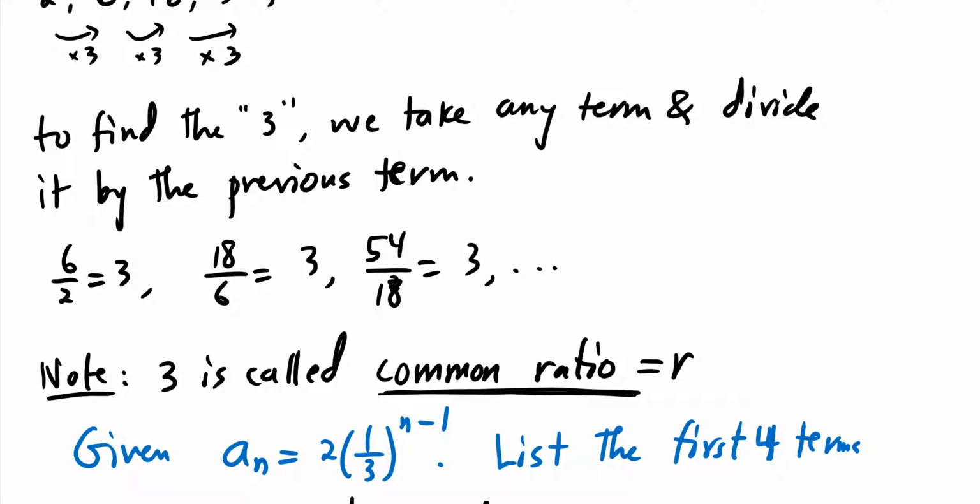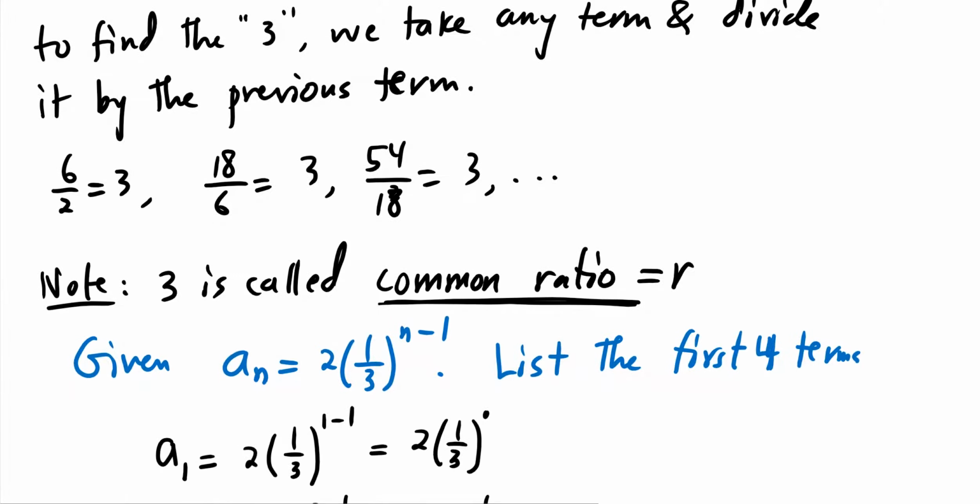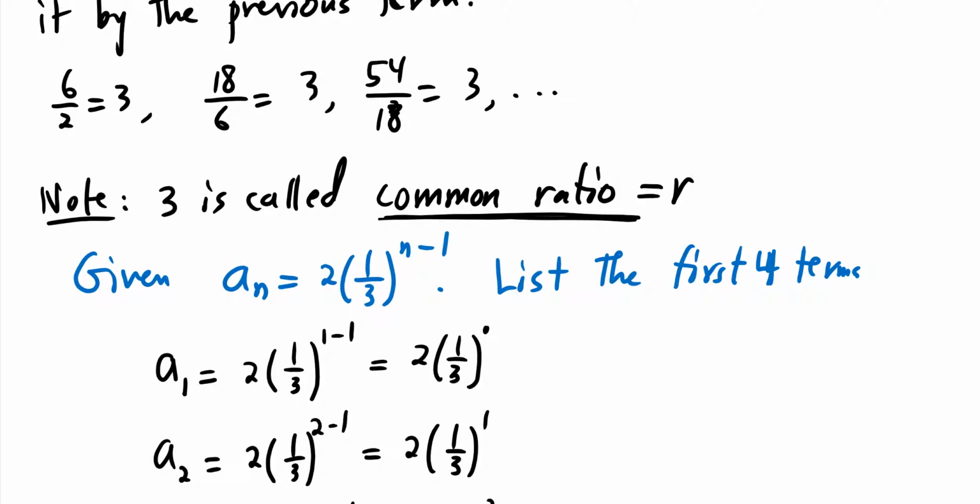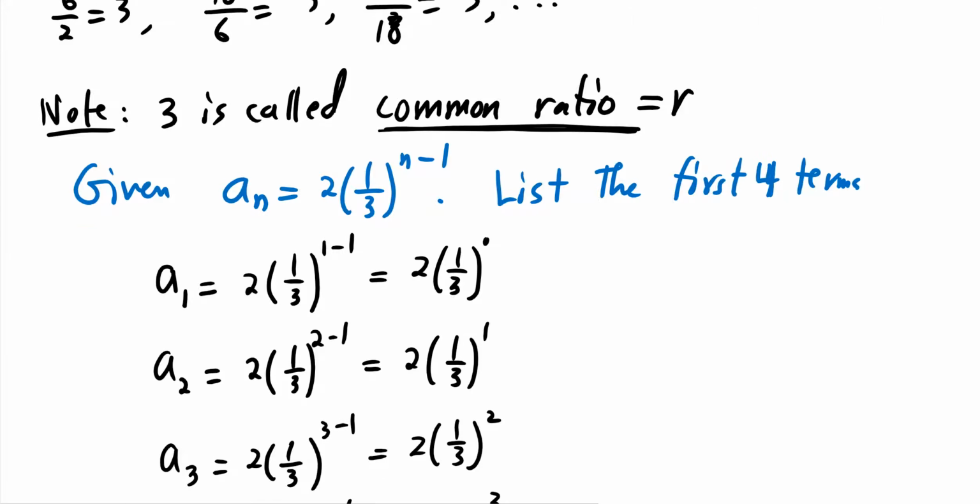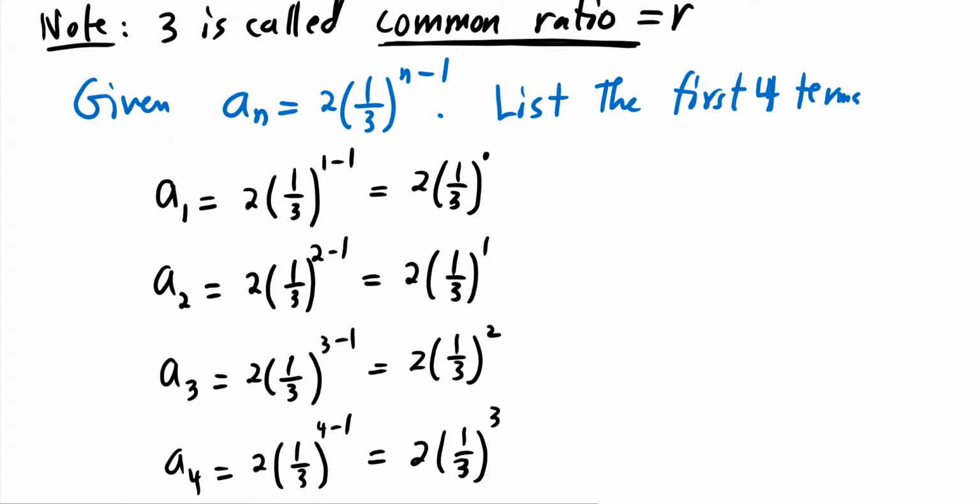So in this case, we start with n equals 1 and substitute. That gives me a sub 1, which is 2 times 1/3 to 1 minus 1, so 2 times 1/3 to the 0 power. You can simplify further if you like, but I decided to keep it like so. Then a sub 2 is 2 times 1/3 to the first power. A sub 3, 2 times 1/3 to the second power. A sub 4, 2 times 1/3 to the third power. Those are the first 4 terms of this sequence.